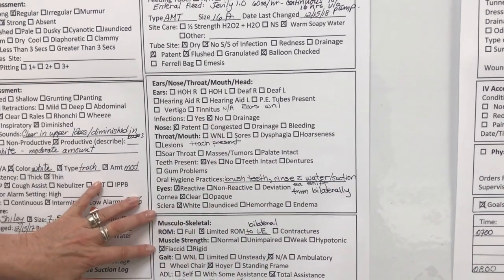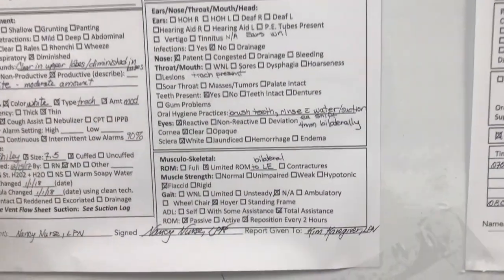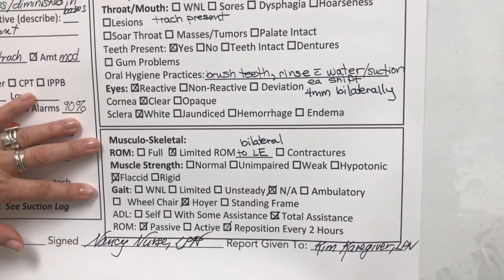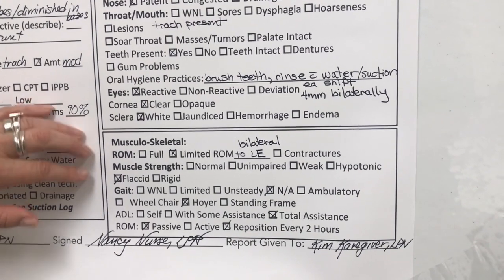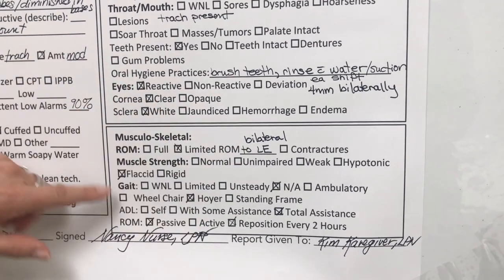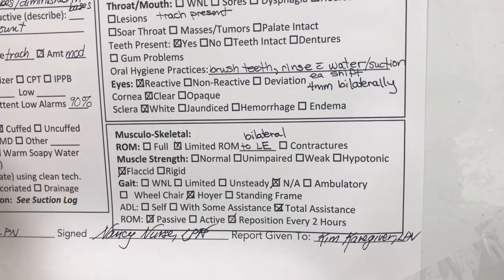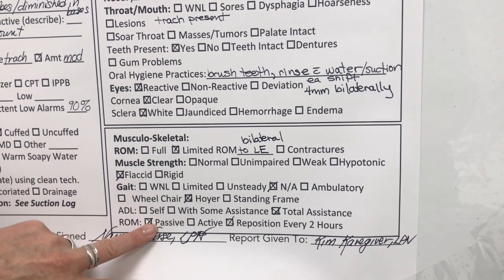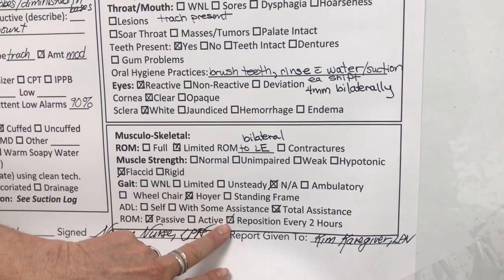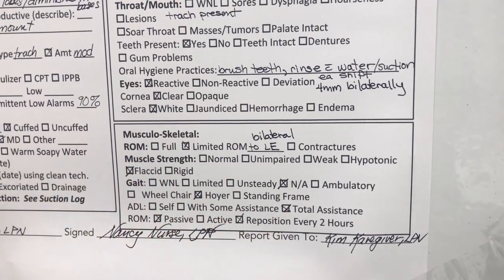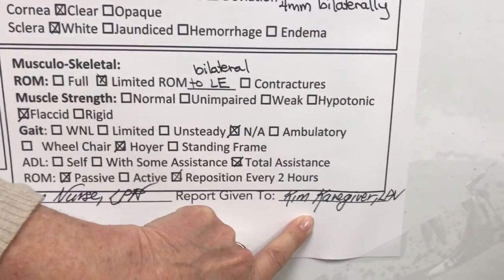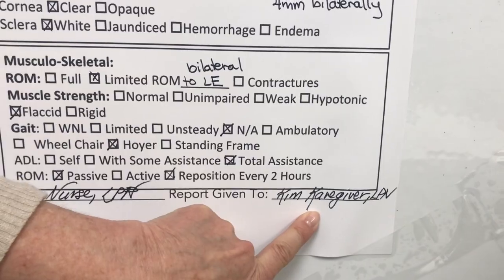So that's pretty self-explanatory. Musculoskeletal, you're going to just go through this. This particular patient has limited range of motion to their lower extremities bilaterally, so I wrote that in. They're flaccid in terms of muscle tone. They are a Hoyer lift. Passive range of motion exercises are to be done, and they're repositioned every 2 hours, their total assistance. The bottom part, you're going to print your name, Nancy Nurse in this case, sign Nancy Nurse, and at the end, your report was given to Kim Caregiver, LPN.